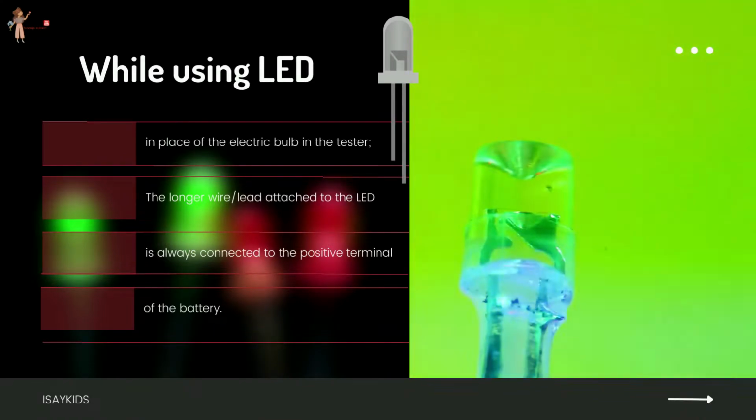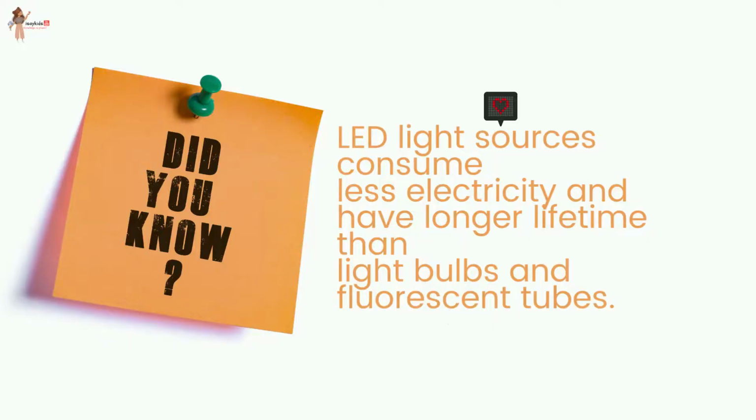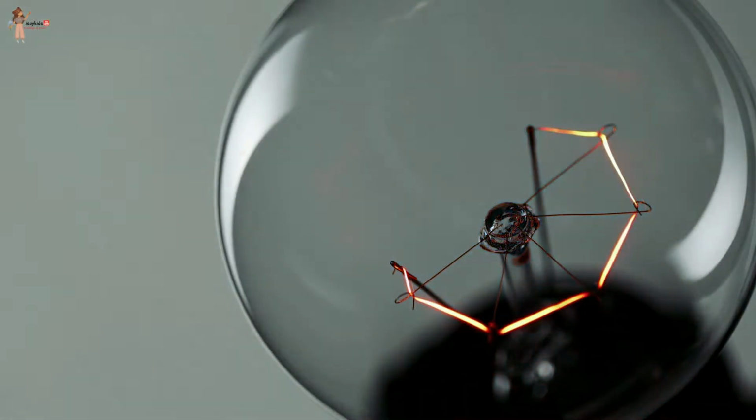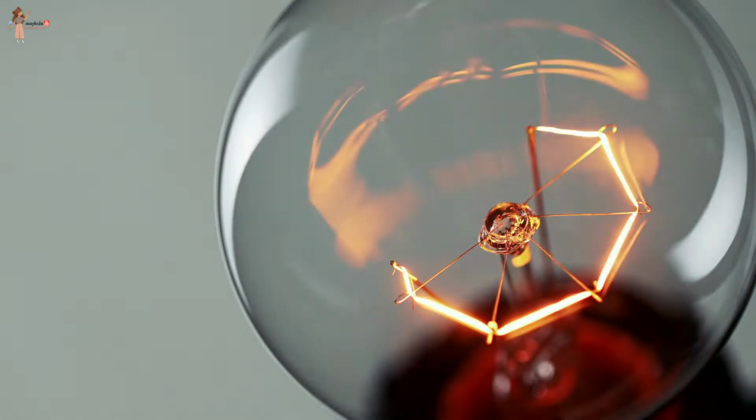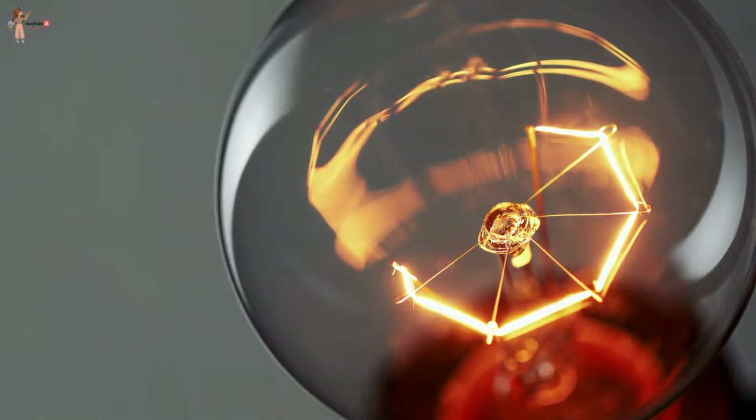While using an LED in place of an electric bulb in the tester, the longer wire or lead attached to the LED is always connected to the positive terminal of the battery. LED light sources consume less electricity and have longer lifetime than light bulbs and fluorescent tubes. If the current through a circuit is too weak, the filament does not get heated sufficiently and it does not glow. It might happen when the conductor is not a very good conductor.